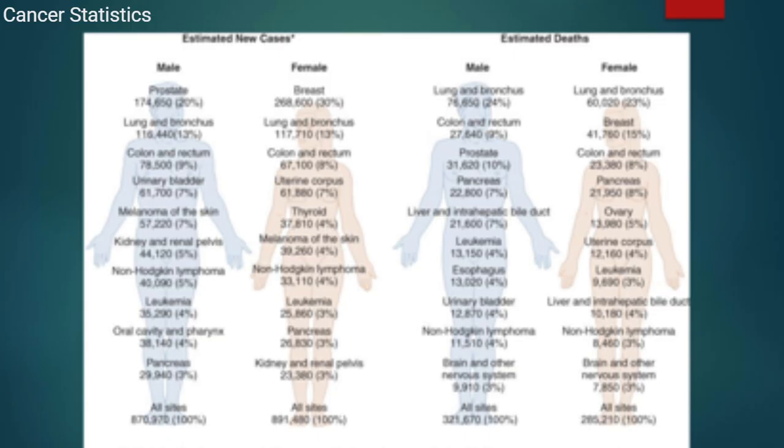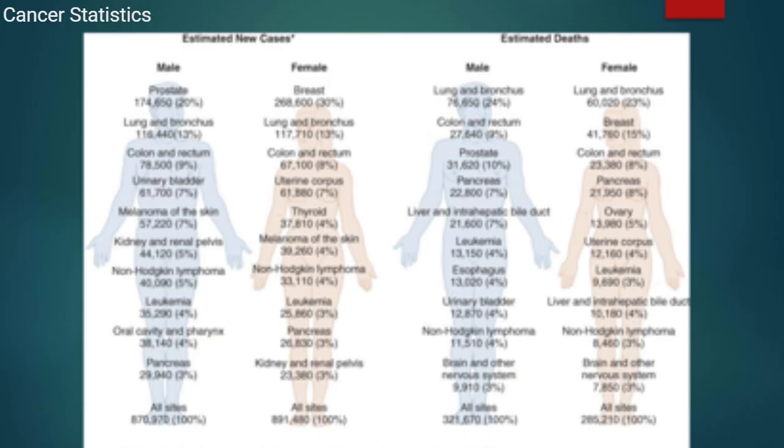Here we see some cancer statistics that show the most common cancers in men and women, as well as the leading causes of cancer deaths. For men, the most common type is prostate cancer, making up about 20% of new cases. For women, the most common is breast cancer, which makes up about 30% of new cases.